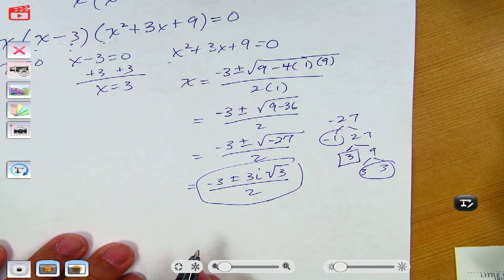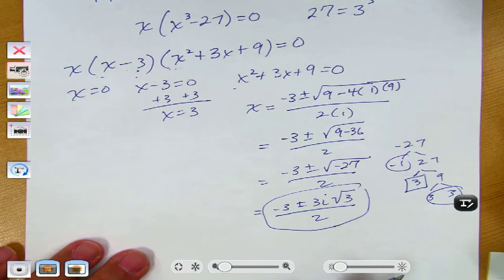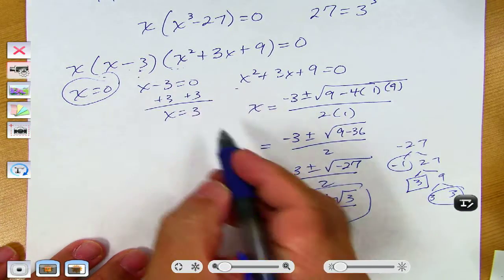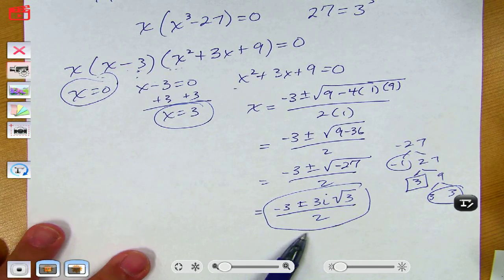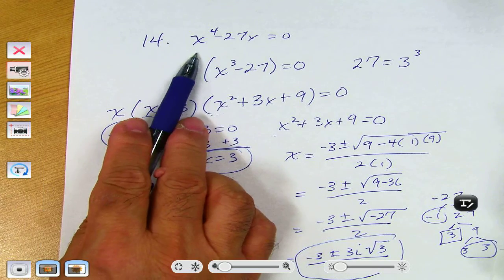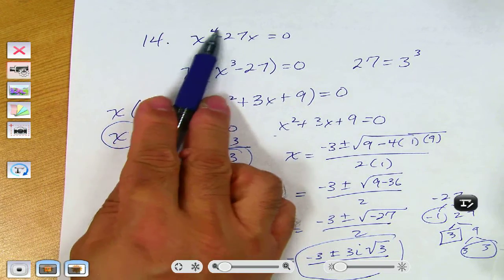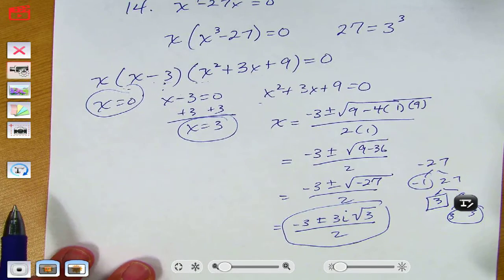So I have 4 answers. I have x equals 0, I have x equals 3, and this counts as 2 answers. This is negative 3 plus or minus 3i root 3 over 2. And I was expecting 4 answers because the degree was 4. The degree is 4. And that's it. That's number 14.